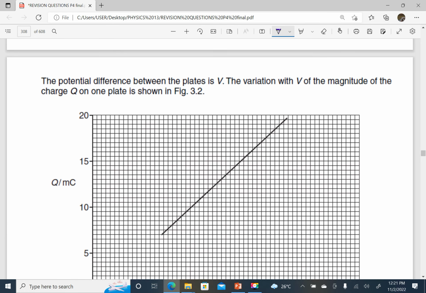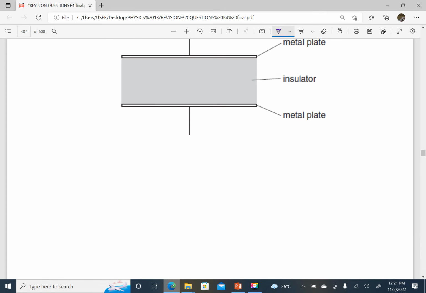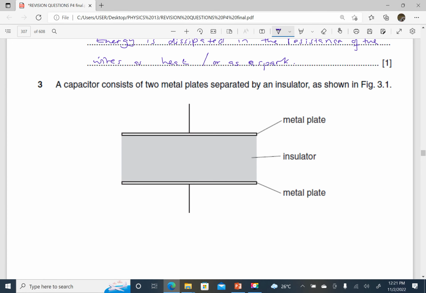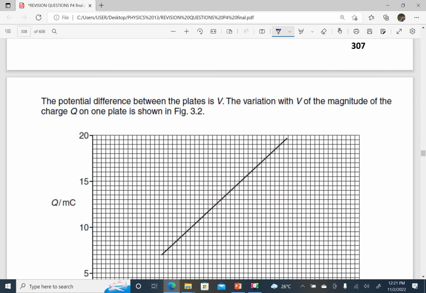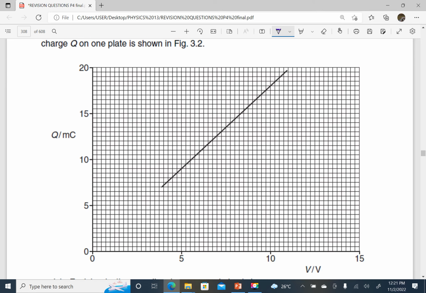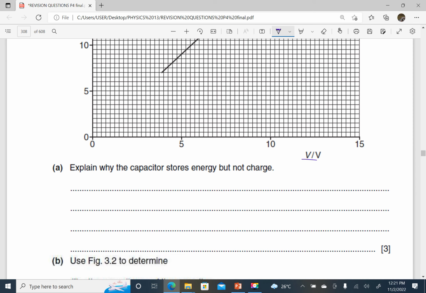The potential difference between the plates is V. Here we have two parallel plates. The variation with the V of the magnitude of the charge Q on one plate is shown in the figure below. Okay, so they have shown us the variation of Q with the V on one plate. Explain why the capacitor stores energy but not charge.